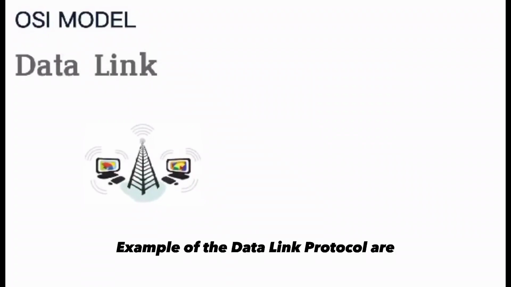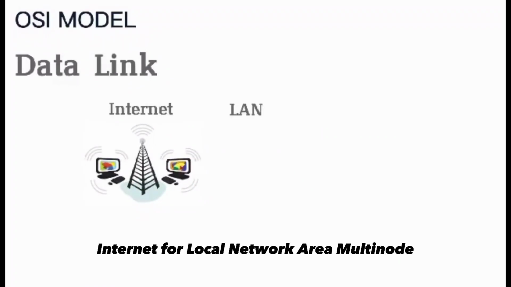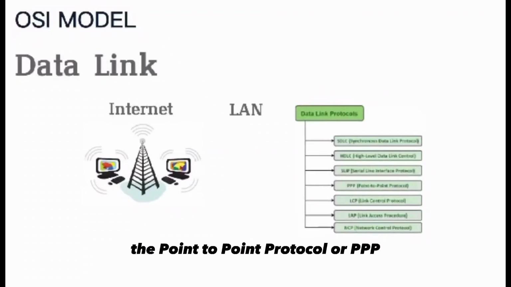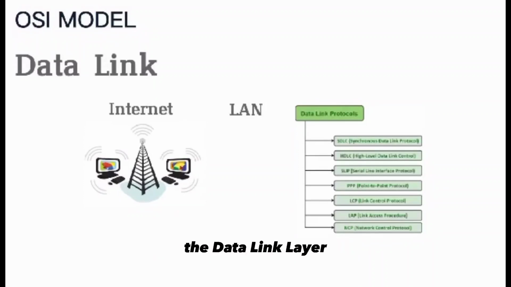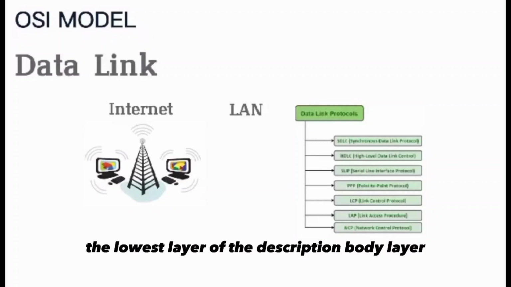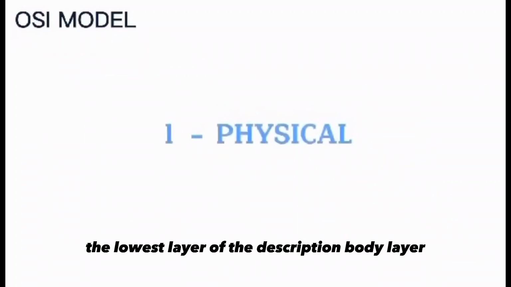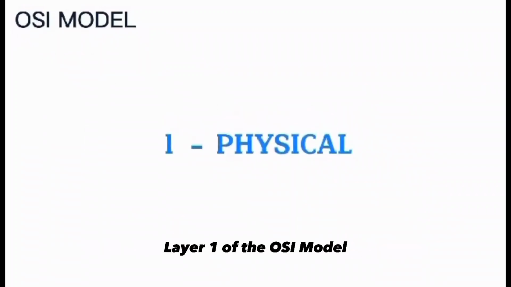Examples of data link protocols are Ethernet for local area networks, multi-node, the Point-to-Point Protocol PPP, HDLC, and ADCCP for point-to-point dual node connections. In the Internet Protocol suite TCP/IP, the data link layer functionality is contained within the link layer, the lowest layer of the descriptive model. Layer 1 of the OSI model.